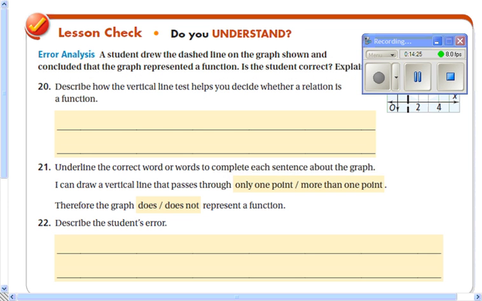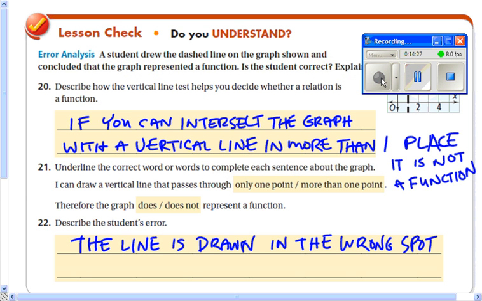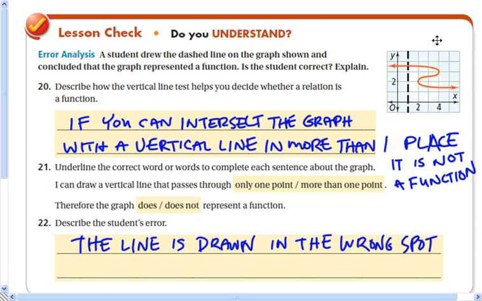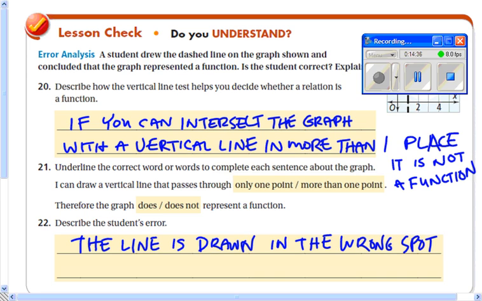And the lesson check. And that should do it.